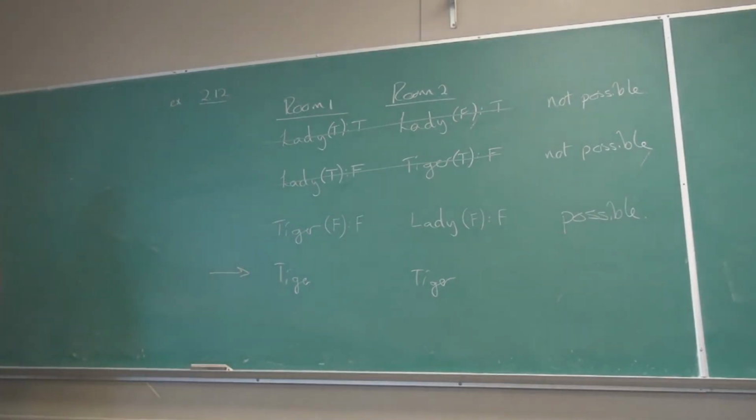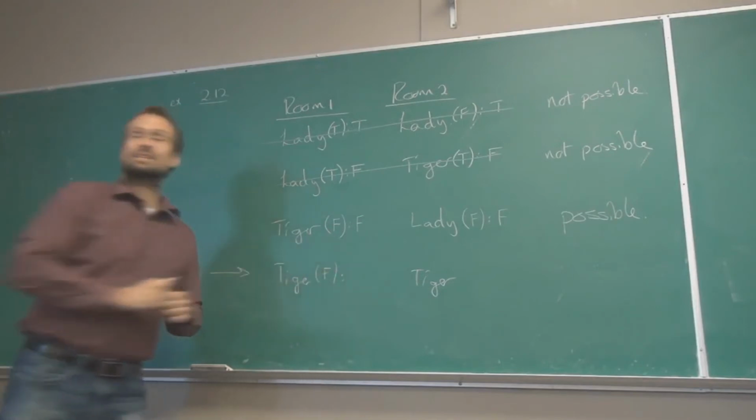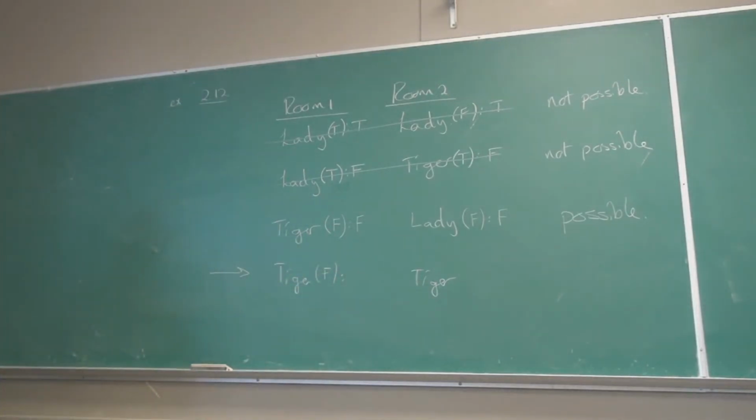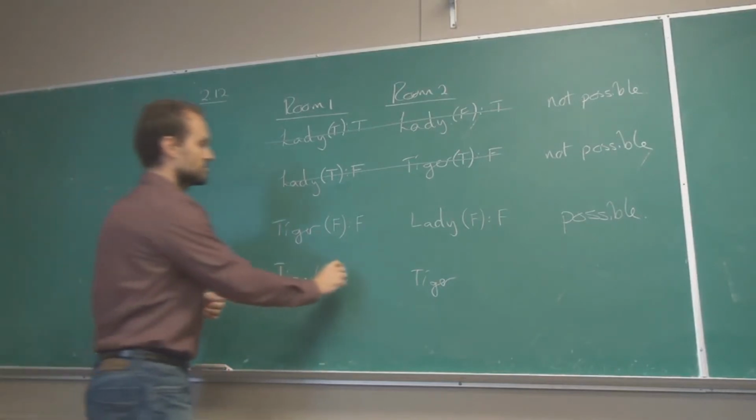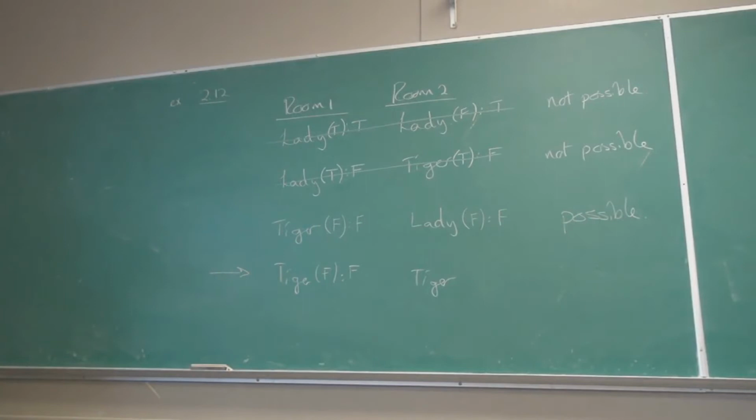If there's a tiger in room 1, what should the sign be? False. What is the sign saying? Both rooms contain ladies. True or false? False. So far, everything's matching with what the king said is happening.